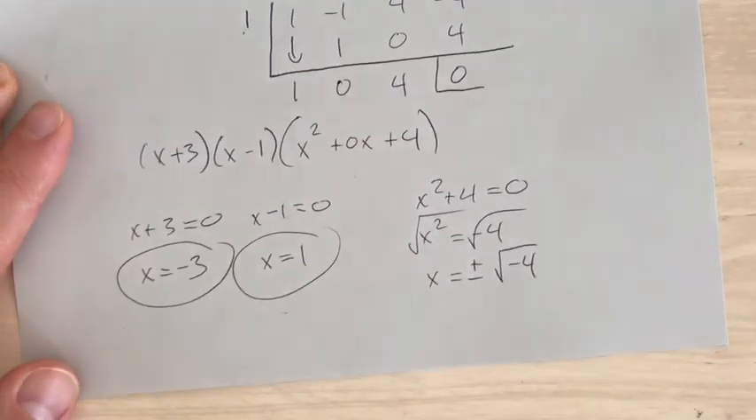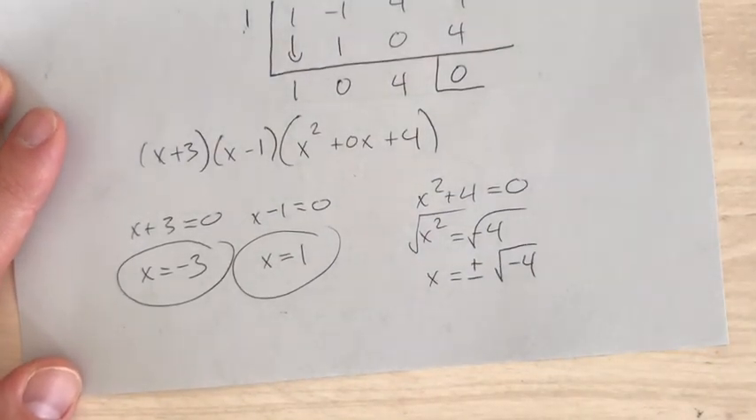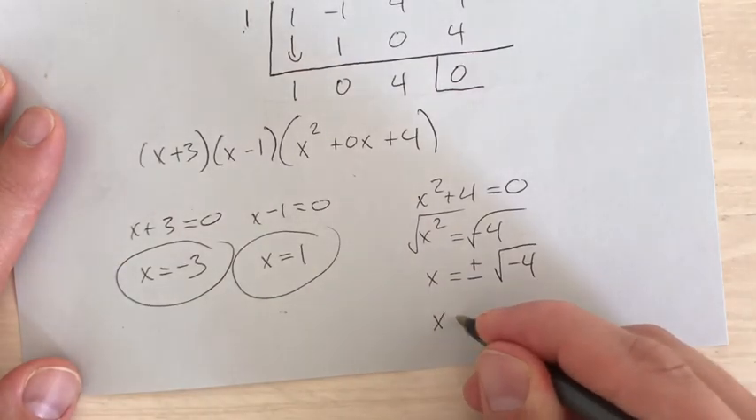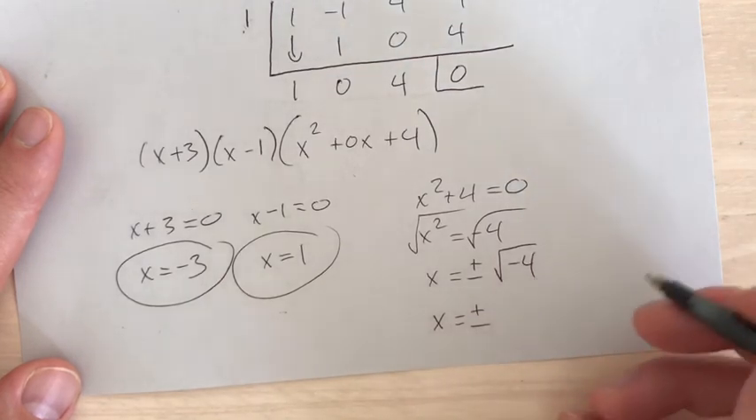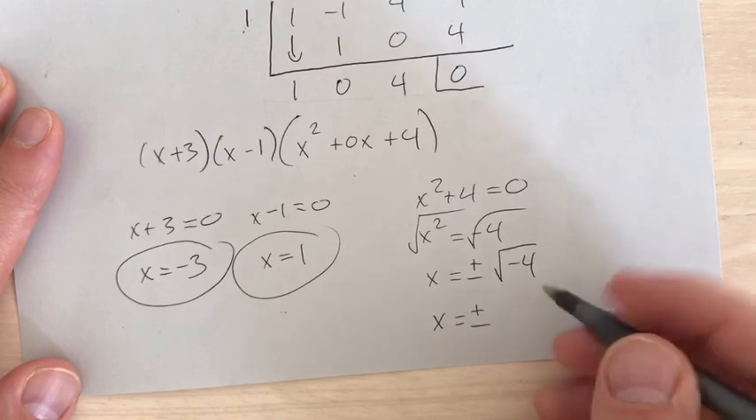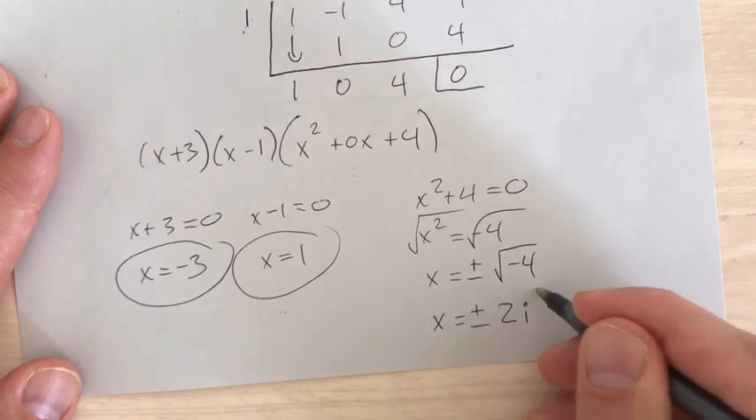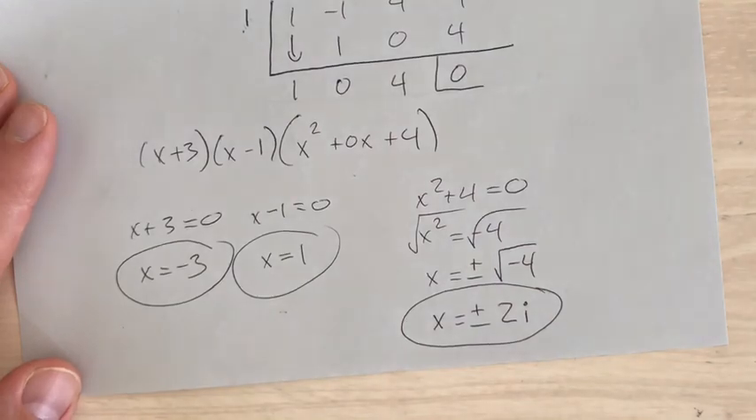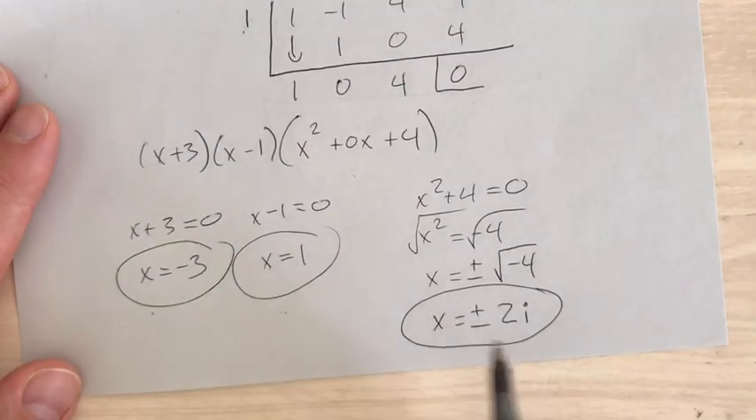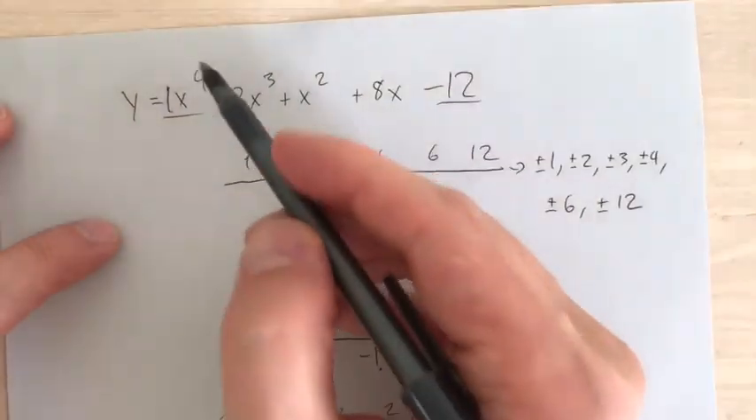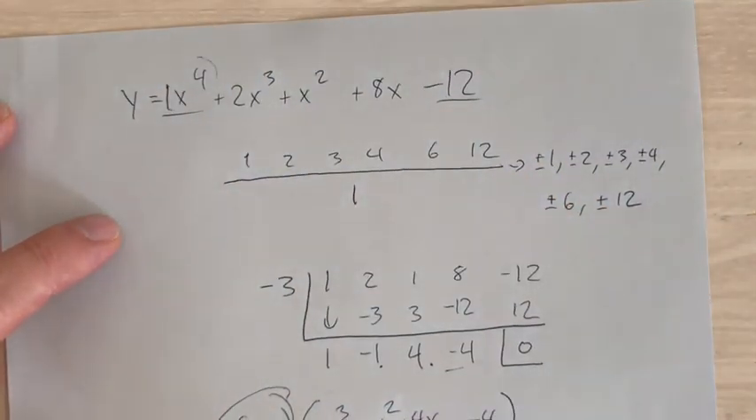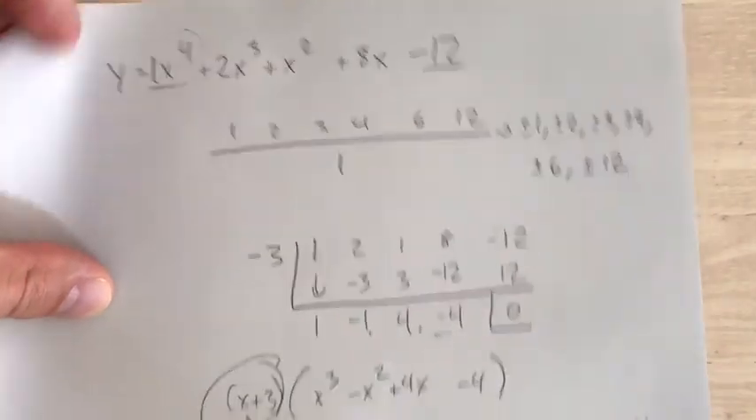Now, normally this would be where you'd stop and be like, well, these aren't real. You can't square root a negative number. But we do know that we can simplify this negative root. And that would just be simply writing x equals plus or minus the square root of negative 1 times 4. The square root of negative 1 is i, and the square root of 4 is 2, so that would just be plus or minus 2i. So this technically would have 4 roots: negative 3, 1, and then 2i and negative 2i. Again, because the degree is 4, we are guaranteed 4 roots. Not all of them have to be real.